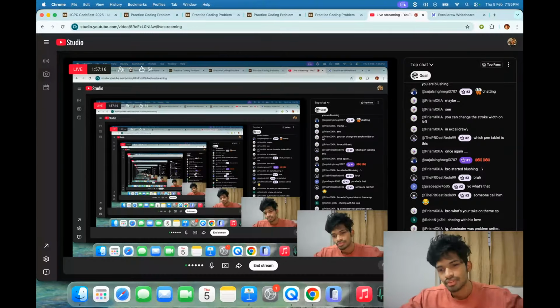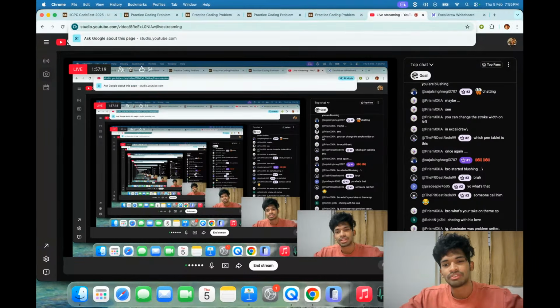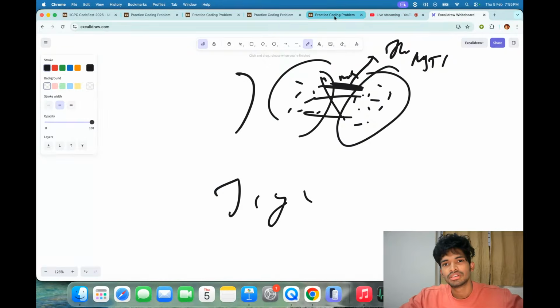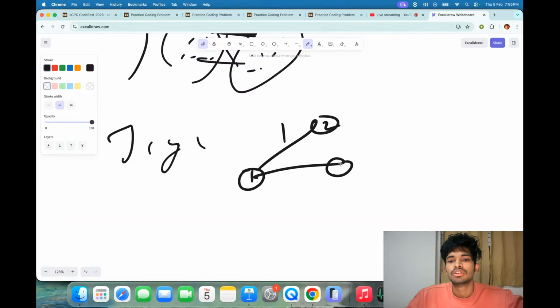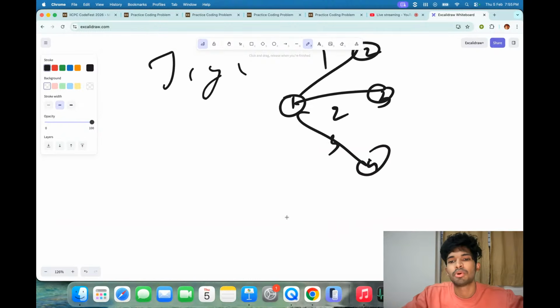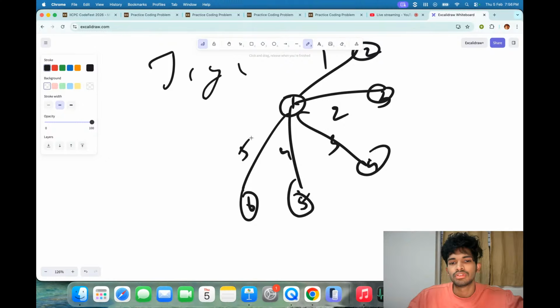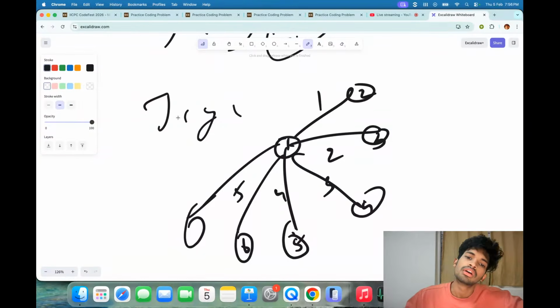We should try for the minimum thing and then we should try for the maximum thing. So what is the minimum possible cost? Let's just connect 1, 2, 3. This is the minimum possible cost, right? Because the values are like that, 4, 5 and so on. So this is the minimum possible MST, right?